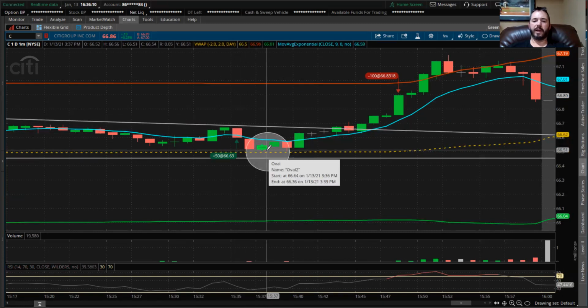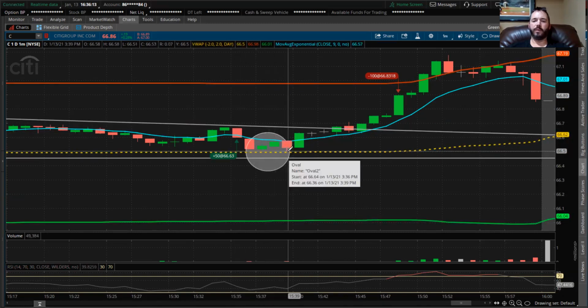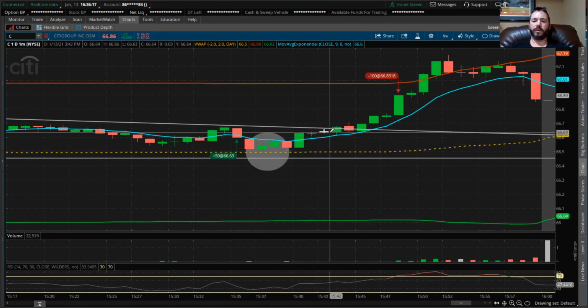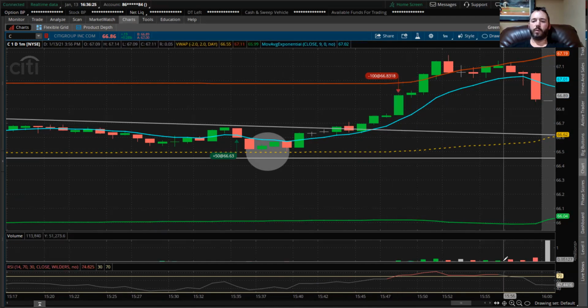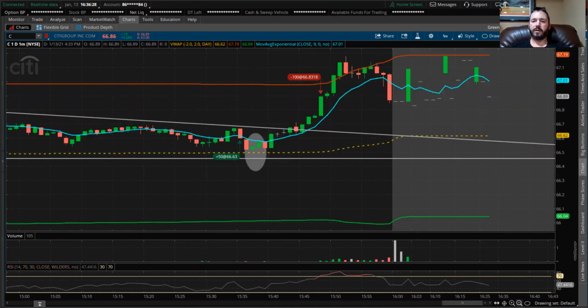It ended up getting the support that it needed off of the VWAP, which was wonderful. And then once we broke through the EMA, rode it up here and took the trade off right up here. So while this was a great trade, it was double what I go for. That was 20 cents.